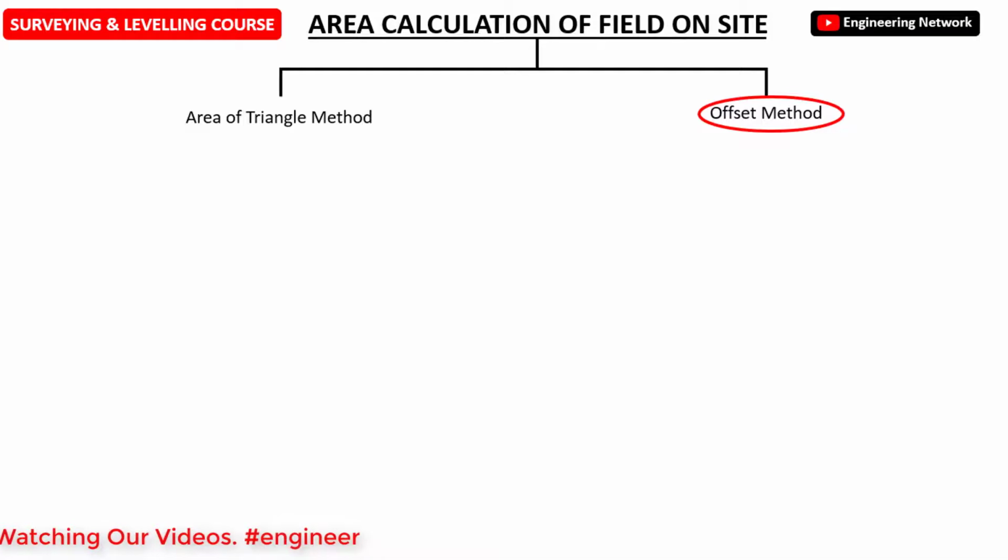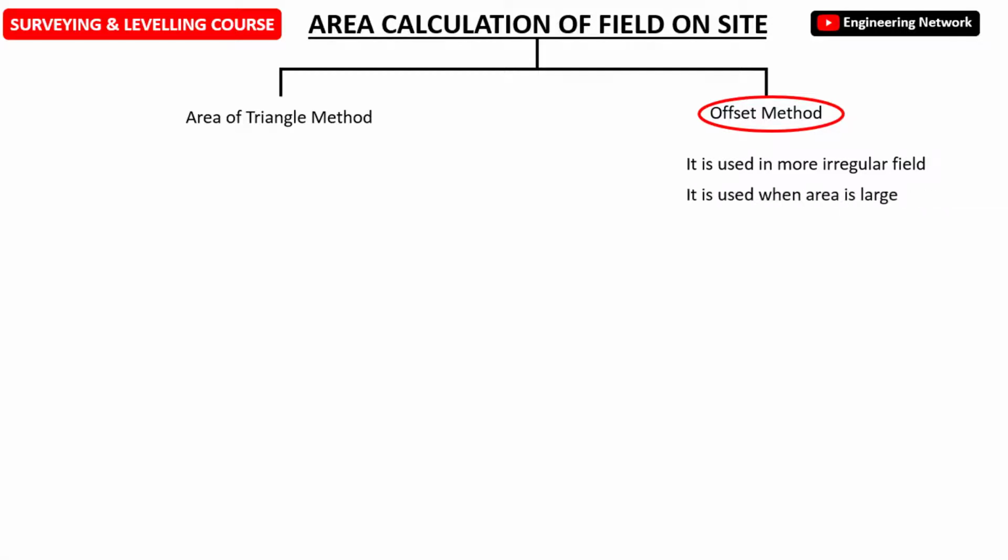Now let's talk about the second method, which is the offset method. The offset method is used when we face a more irregular field, and also when the area is large. In the offset method, we have 4 rules for the area calculation. The first rule is the mid-ordinate rule, the second rule is the average ordinate rule, the third rule is the trapezoidal rule, and the last rule is Simpson's rule. Now let me explain these rules one by one.